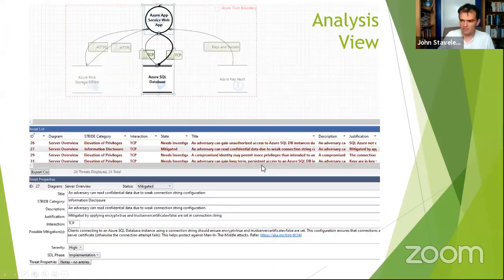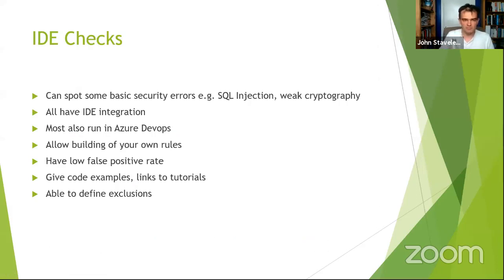Okay, so next one. In the pre-commit phase, we've got IDE checks. This is the thin end of the wedge of security testing. It can spot some basic security errors like SQL injection and weak cryptography. They're as good as how much you pay for them, really. Some of them just use pattern matching. All have IDE integration. Most will also run in Azure DevOps.